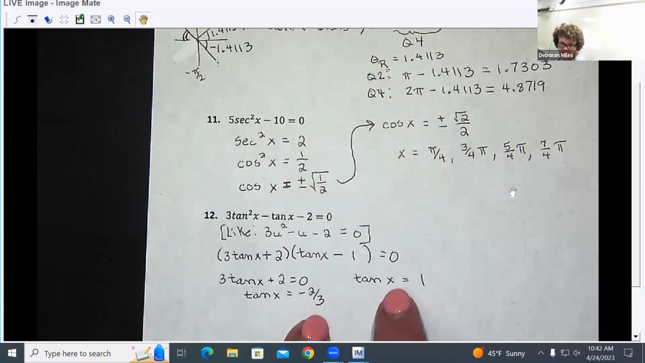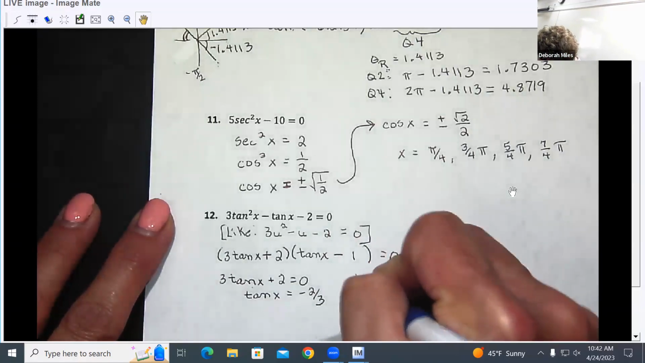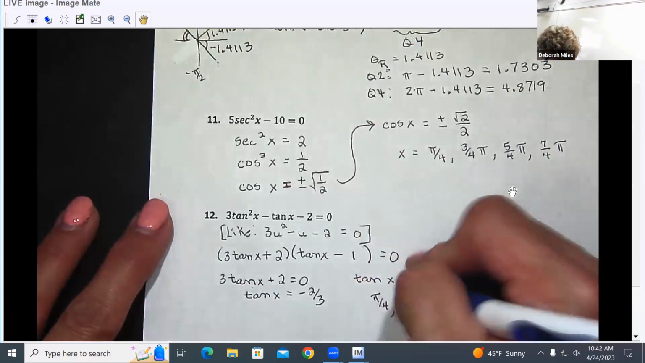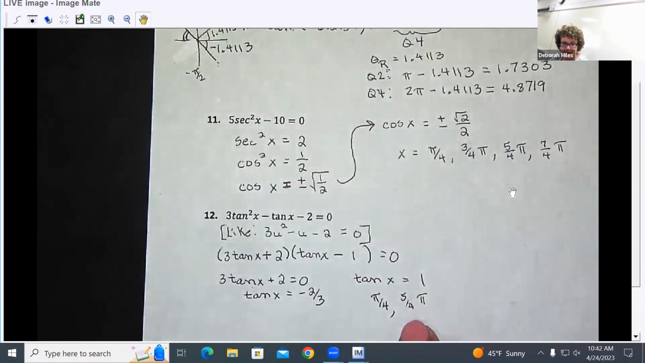Well, the second one is easier to solve, because I know where tangent's 1. To get a 1, it has to be something divided by itself. And tangent is the y divided by the x. So where are your y's and x's the same? Well, that happens at the quarter pies. Specifically, tangent is positive 1 at 1/4 pi in the first quadrant and 5/4 pi in the third quadrant, where you have a negative divided by a negative. So these are 2 of the solutions that I get from tangent x equals 1.